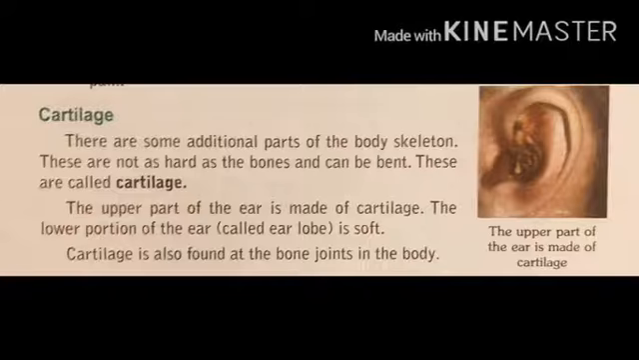Now the cartilages. These are small additional parts of the body skeleton. They are not as hard as bone and can be bent. These are called cartilages. The upper part of the ear is made up of cartilage. The lower portion of the ear called the earlobe is soft. Cartilage is also found at the bone joints in the body.